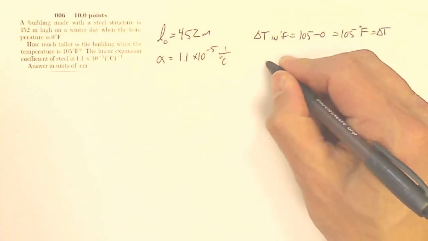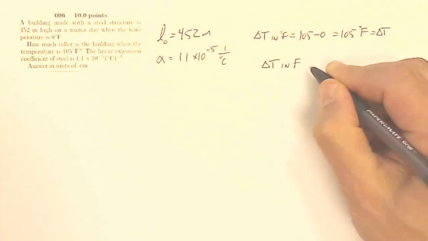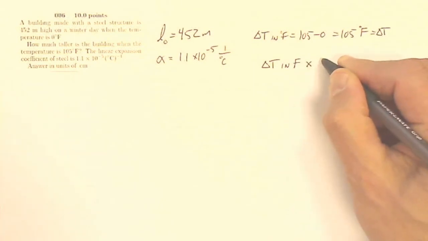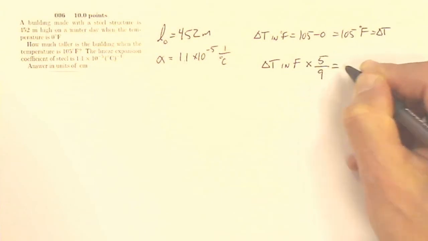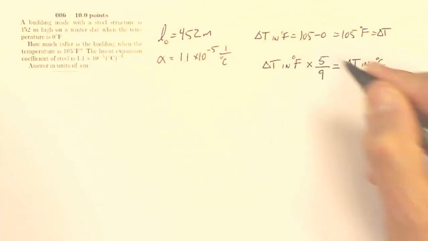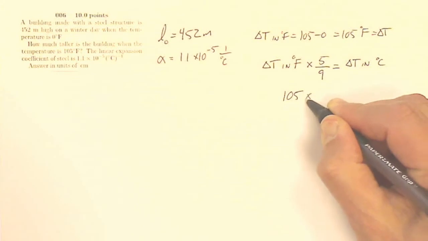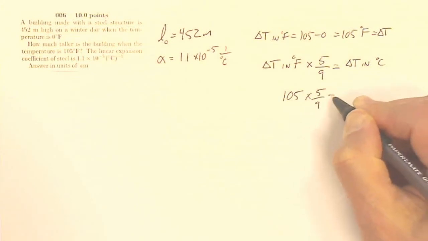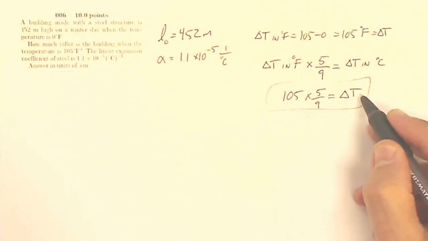It turns out that a delta T in Fahrenheit times, I want to make the number smaller, so times 5 divided by 9, is going to be delta T in degrees Celsius. So if I take this number, 105, and I simply do times 5 divided by 9, that's going to give me the delta T that I'm looking for. So that's going to be my delta T.